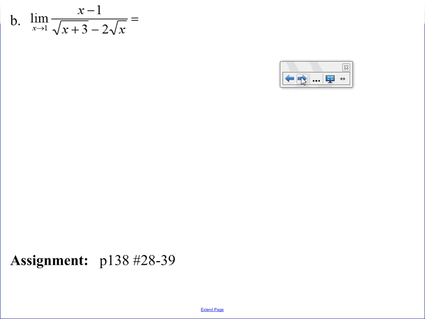And that's it. You're going to run into some more problems that look more difficult, but all it's going to take is a little practice. You can do this assignment on page 138, and I will be glad to help you out.